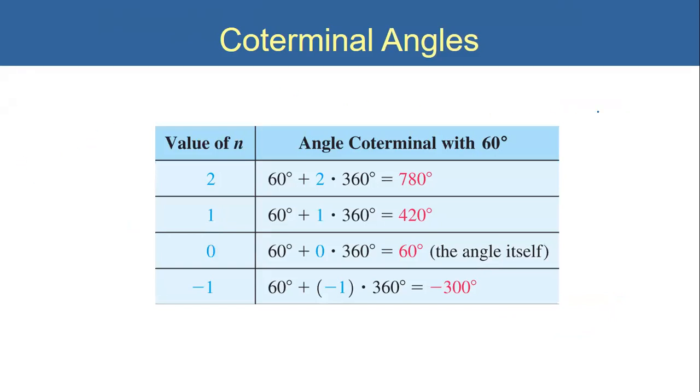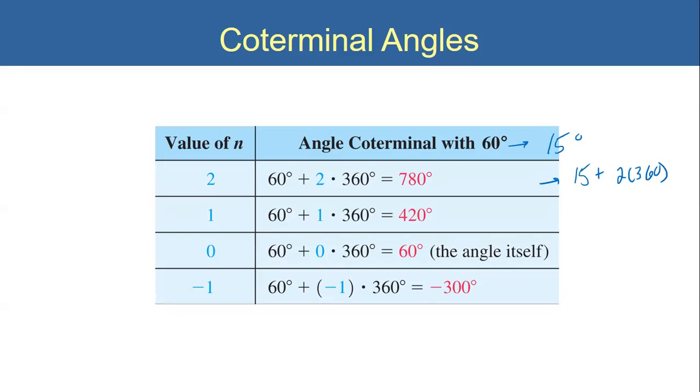All right. So let's say an angle coterminal with, let's do 15 degrees. We'll keep it small. So if I want to find an angle coterminal with 15, instead of using 60, we're going to use 15. So this would become 15 plus 2 times 360. That means I've gone 2 rotations around that terminal side.